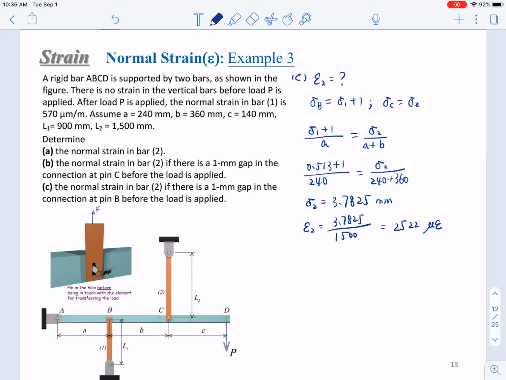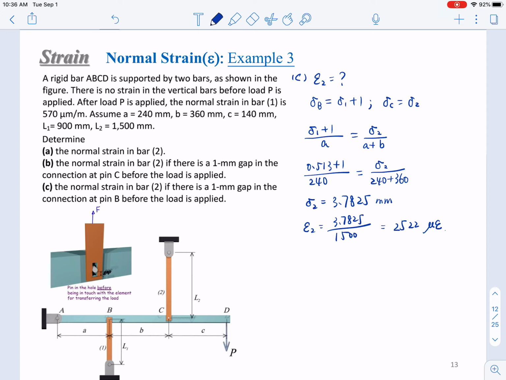So you can see the differences. When you have a gap, we just need to analyze what conditions will be changed. When you have a rigid bar and a hole on the non-rigid, deformable bar, the pin on the rigid bar will have to travel the distance of the gap before it touches the deformable bar. So the point displacement will always be larger than the deformable bar's. This is the key point to understand this type of problem with gaps.